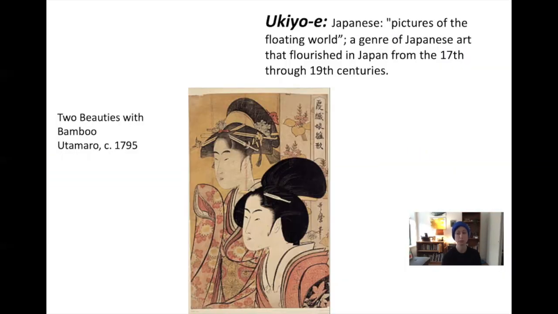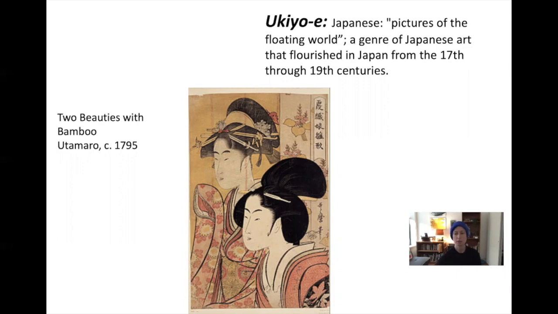Okay, meanwhile in Japan, ukiyo-e artists were depicting scenes inspired by kabuki theater and entertainers of the pleasure districts. This was also known as the pictures of the floating world, a genre of Japanese art that flourished in Japan from the 17th through the 19th centuries.